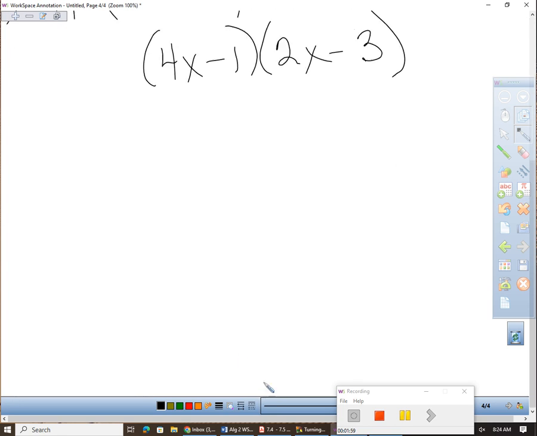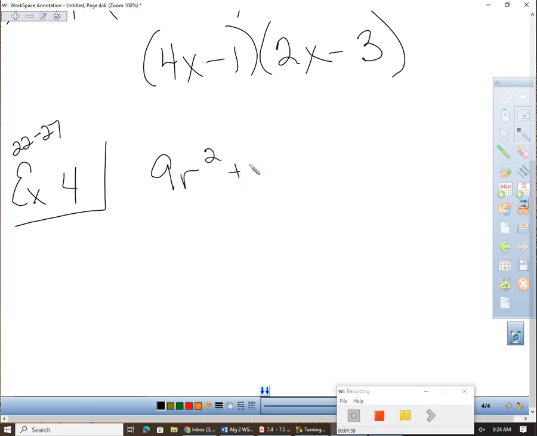Example number 4. Now, when you get to 22 through 27, it is factoring, but this is where you start to take out a greatest common factor. So kind of give you a little heads up. All right, so let's say I have something like, how about 9r squared plus 3r minus 30.